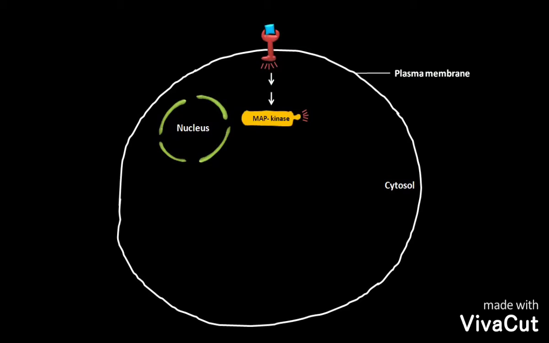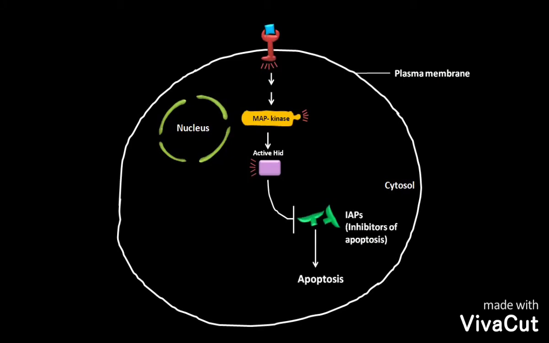The HID is an anti-IAP protein. When not phosphorylated, the active HID inhibits IAPs. As a result, the apoptosis occurs and the cell dies.